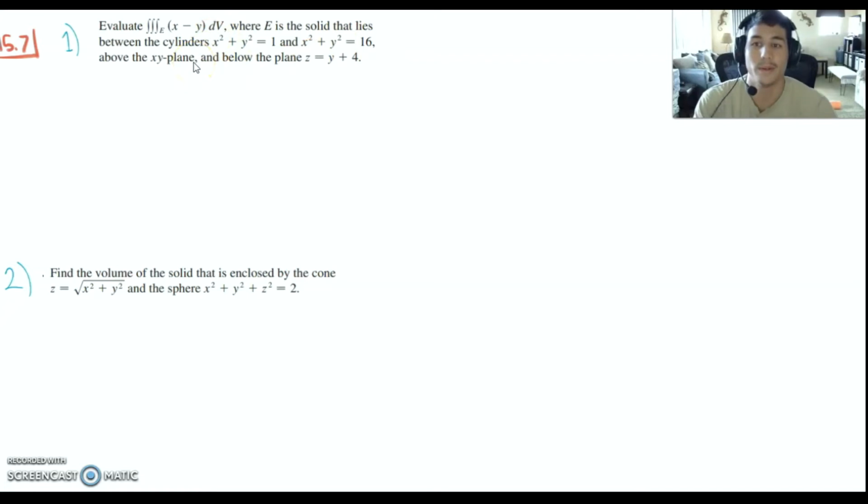Problem 1. Well, first off, let's read the problem. We can't just start trying to put things in. Okay, we have a cylinder with radius 1. We have another cylinder with radius 4, right? Remember, we have to take the square root of that. And it's above the xy plane and below the z equals y plus 4 plane.